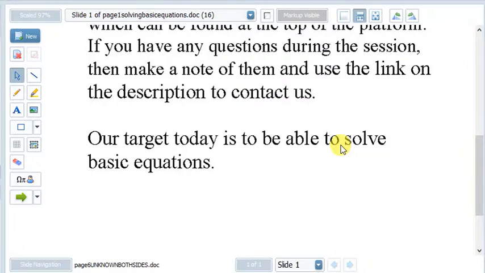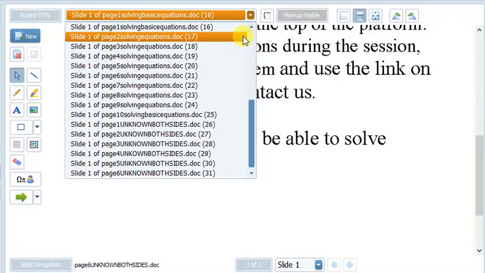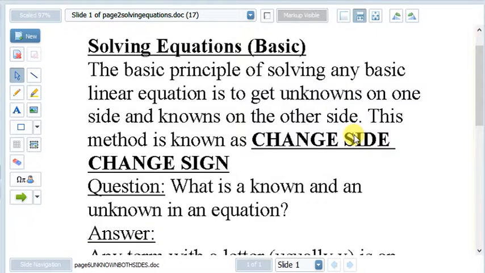Our target today is to be able to solve basic equations. So, solving equations. I'm going to use the change side, change sign method. And the basic principle of solving any basic linear equation is to get unknowns on one side and knowns on the other side. This method is known as change side, change sign.